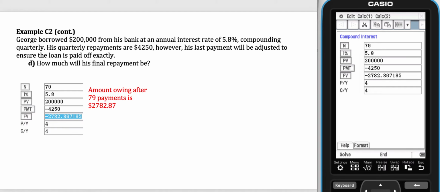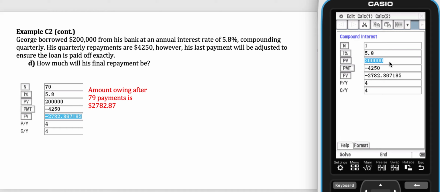Okay, so we've got that number. We know that that's the amount owing before the final payment. Now, to calculate what the final payment is, we're going to almost imagine that the loan's starting again and we've just got one more payment to go. So we set n equal to 1, because there's only one more payment to go. But instead of setting it up as if the loan is $200,000, he's not paying off $200,000 anymore. What he's paying off is just this last $2,782.